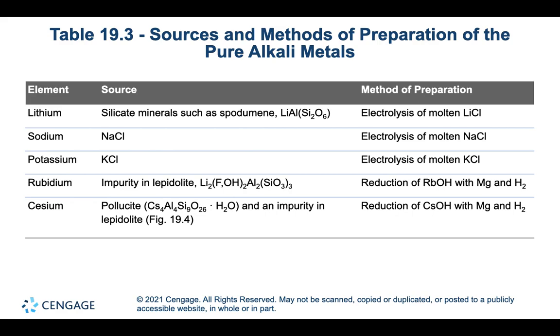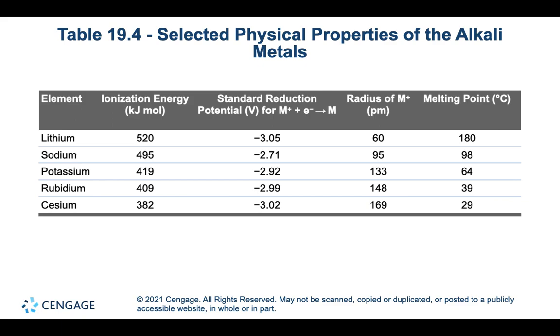Sodium, once again, electrolysis of molten sodium chloride. Electrolysis means pass electricity through melted sodium chloride, and at one electrode you'll get sodium, at another you'll get chlorine. We'll talk about electrolysis before the end of this semester. We'll have a section on that. Electrolysis of molten potassium chloride, and then reduction of hydroxides for rubidium and cesium hydroxide to make the pure rubidium or the pure cesium.